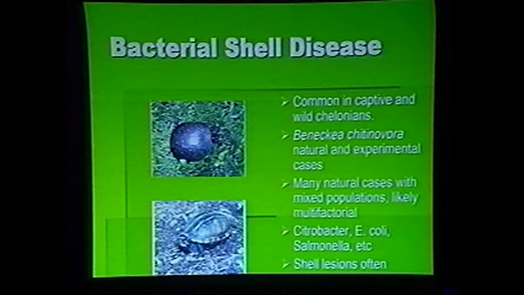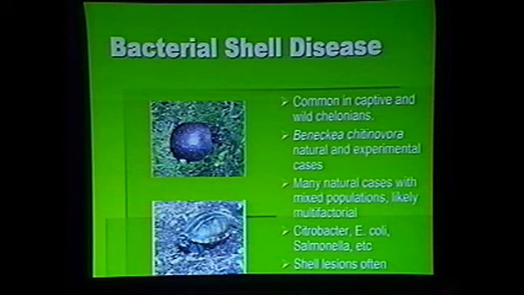Bacterial shell disease is common in captive and wild chelonians. Beneckea chitinovora has been isolated from natural cases and experimentally shown to be a cause of bacterial shell disease. However, many natural cases have mixed bacterial populations, and the condition is likely multifactorial. In fact, shell trauma or burns may be major predisposing factors to bacterial shell disease.